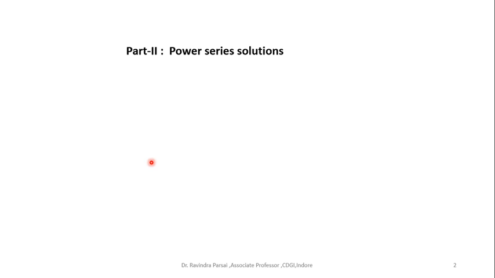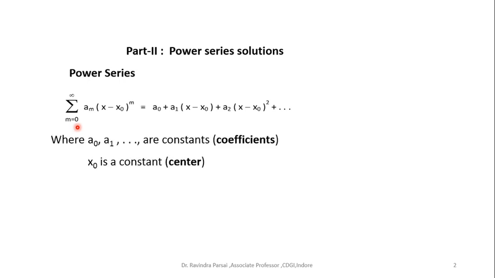So first of all, we understand what we mean by power series solution. For that, first we understand what we mean by power series. It is an infinite expansion of the type summation m equal to 0 to infinity a_m (x minus x0) raised to m. If you open the summation sign for m equal to 0, this gives power 0, so a0, then you get the second term when you put m equal to 1, and so on, where a0, a1 and so on are the constant coefficients, and x0 is a constant which we call the center.